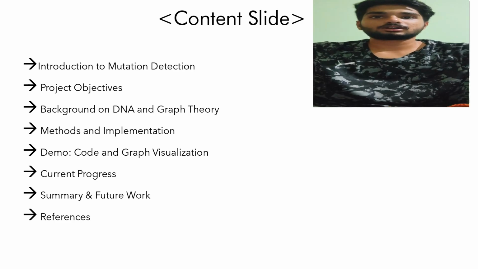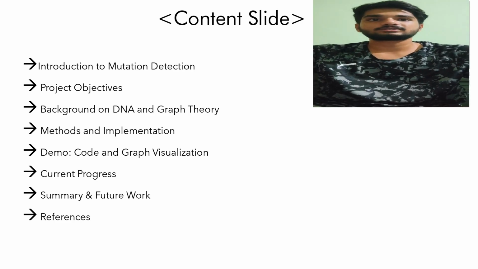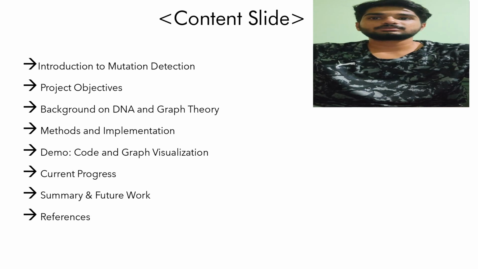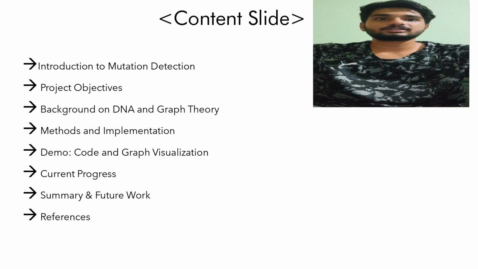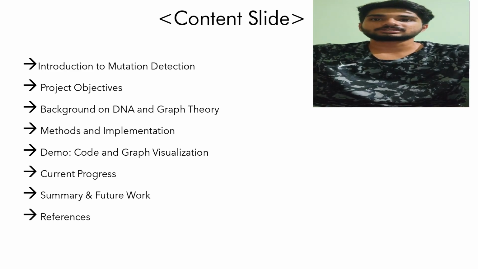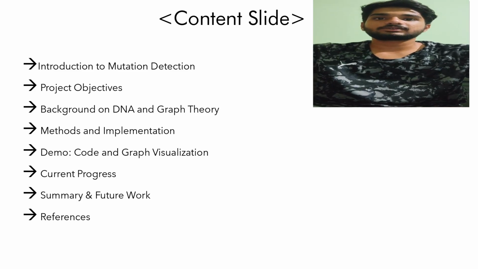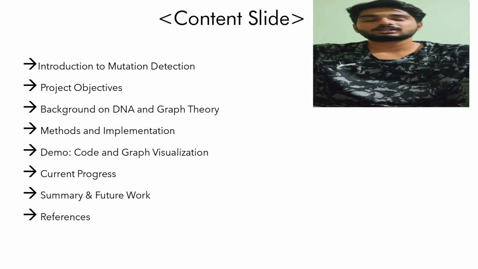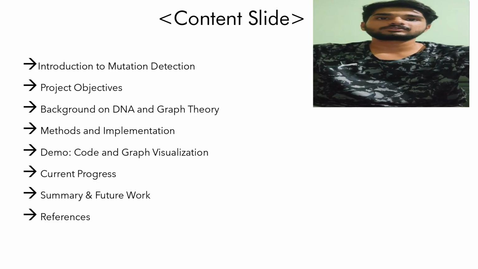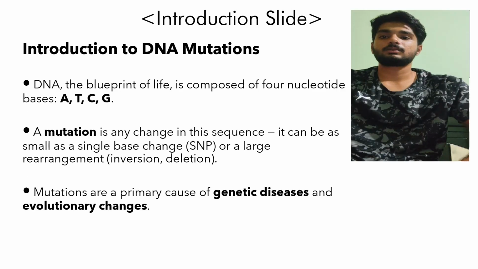In this project, our goal is to develop a method that uses graph structures to detect and visualize mutations in DNA sequences. Traditional tools often rely on a single reference genome, which introduces reference bias and may overlook complex mutations. By using graphs, we can capture multiple sequence paths, highlight differences more clearly, and make the analysis scalable, so we can use large data sets. We also implemented a demo that detects mutations and visualizes them using Python.